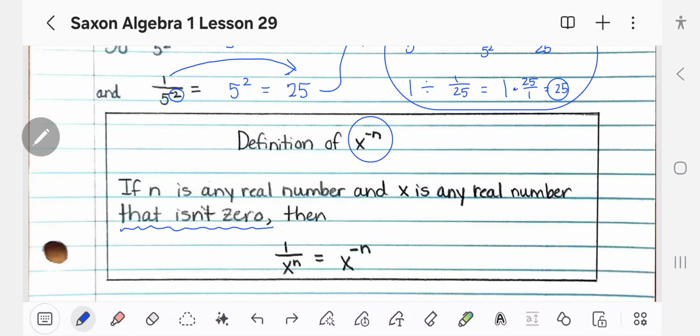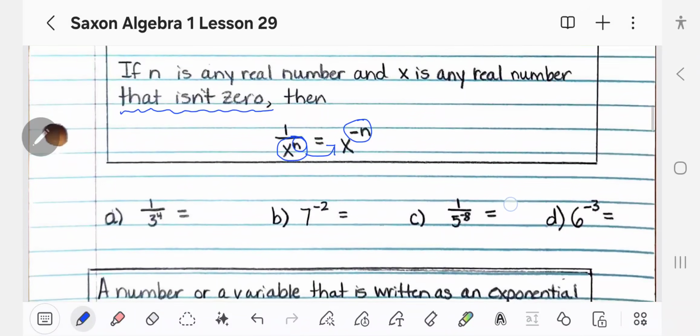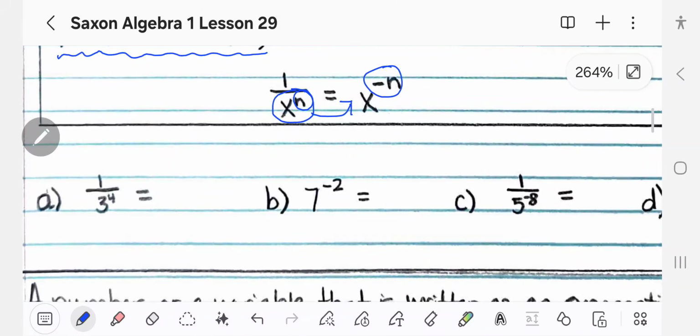So if that all is true, then 1 over x to the n would be the same as x to the opposite of n. Just meaning if you have a power in the denominator, you can bring that power out into the numerator if you take the opposite sign of its exponent. And that's what they did here. So that's generalizing the rule we just tried. So let's practice that a little bit.